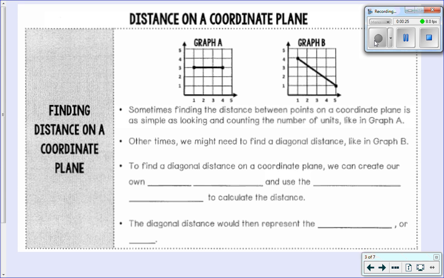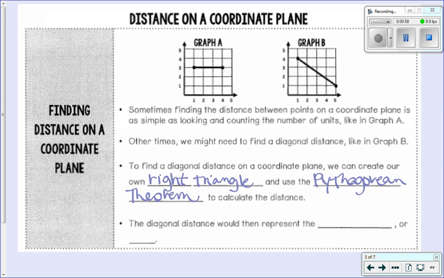But graph B is more what we're going to be looking at. Other times we might need to find a diagonal distance, like graph B, which is what we're going to be doing today. To find a diagonal distance on the coordinate plane, we can create our own right triangle and use the Pythagorean theorem to calculate the distance.